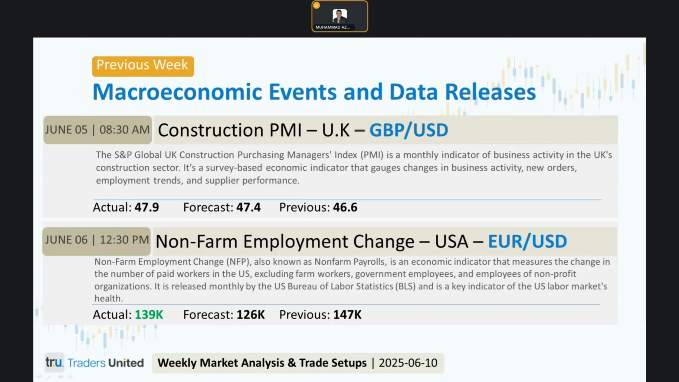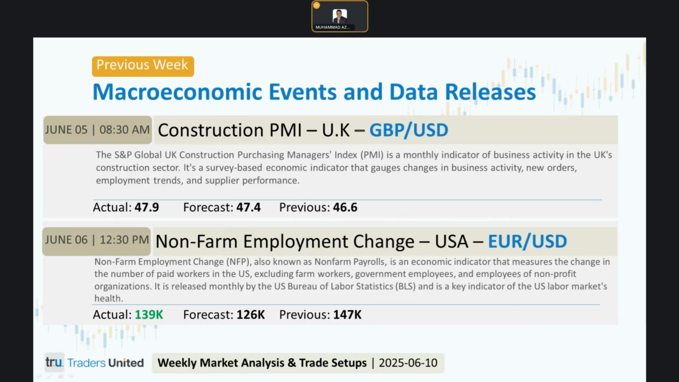Okay, so what we got is basically the GBPUSD moved higher after the data release. So despite remaining below the 50 expansion threshold, the construction PMI's rebound to 47.9 is a positive surprise. It beat the expectation. So it suggests that the pace of contraction is slowing and some stabilization may be occurring in the economy. Traders will look beyond the headline figure to assess trends in demand, employment, and input costs to determine whether a recovery is beginning or if risks remain elevated.